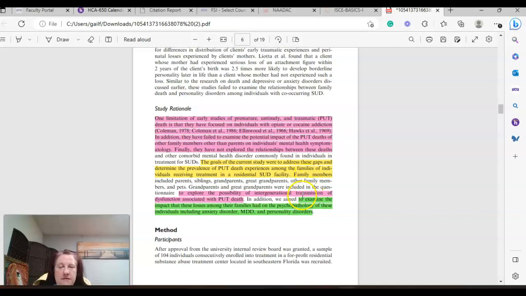And then they go through some objectives: to explore the possibility of intergenerational transmission of dysfunction associated with premature untimely deaths, to examine the impact that these losses among their families had on the psychopathology of these individuals. So you can do just one goal, or you can have a couple of goals, whatever you feel like is appropriate for your project, okay?